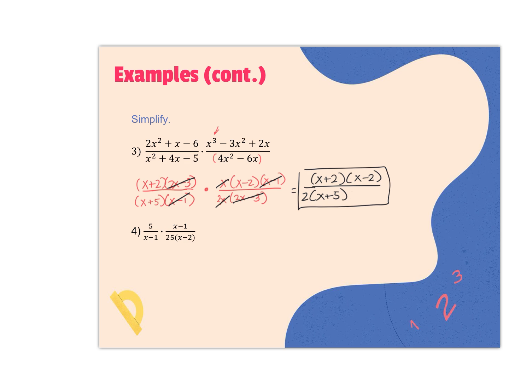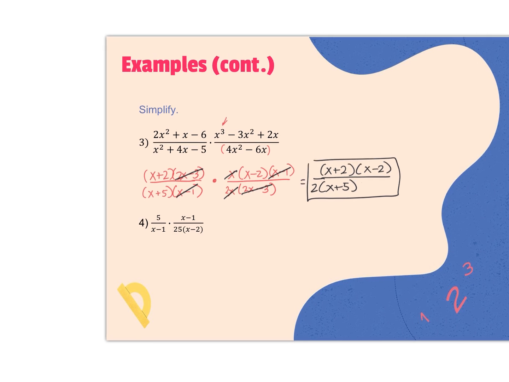Now, again, you cannot cancel things that are on the same level. You can't cancel two numerators, you can't cancel two denominators. You have to cancel a denominator with a numerator. But that is the final answer to that problem.